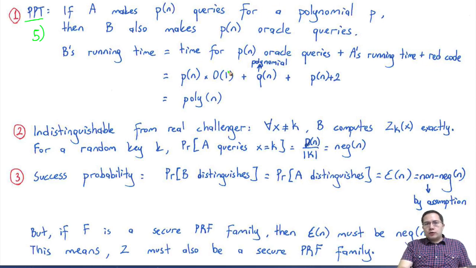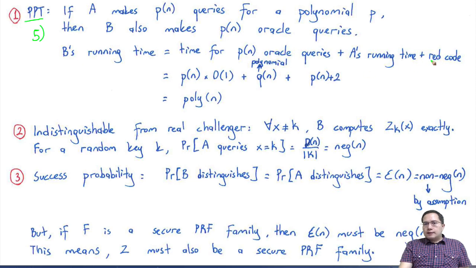Now each oracle query takes O(1) time. That's the assumption. So this is P(n) times O(1). This is some polynomial. A's running time is some Q(n), which we know is also polynomial. Remember, A is a PPT algorithm.